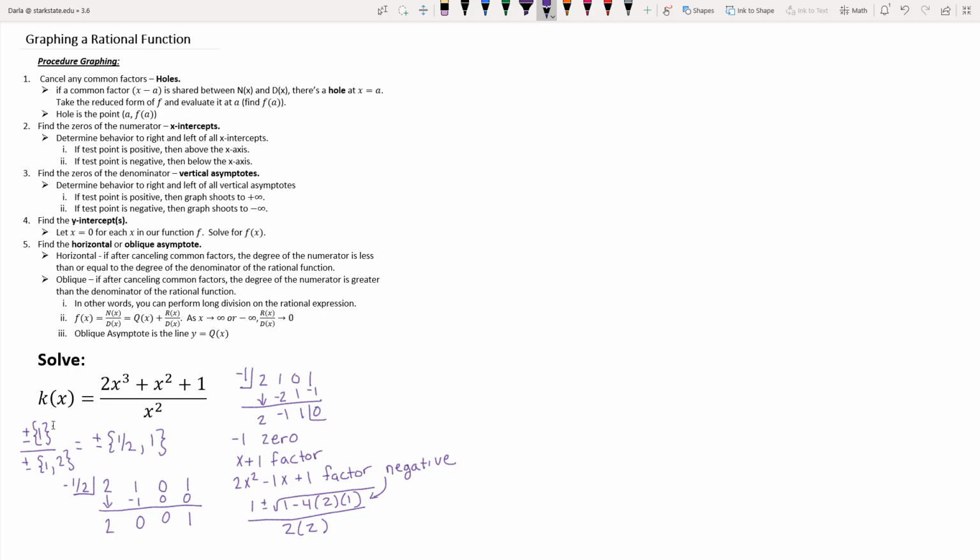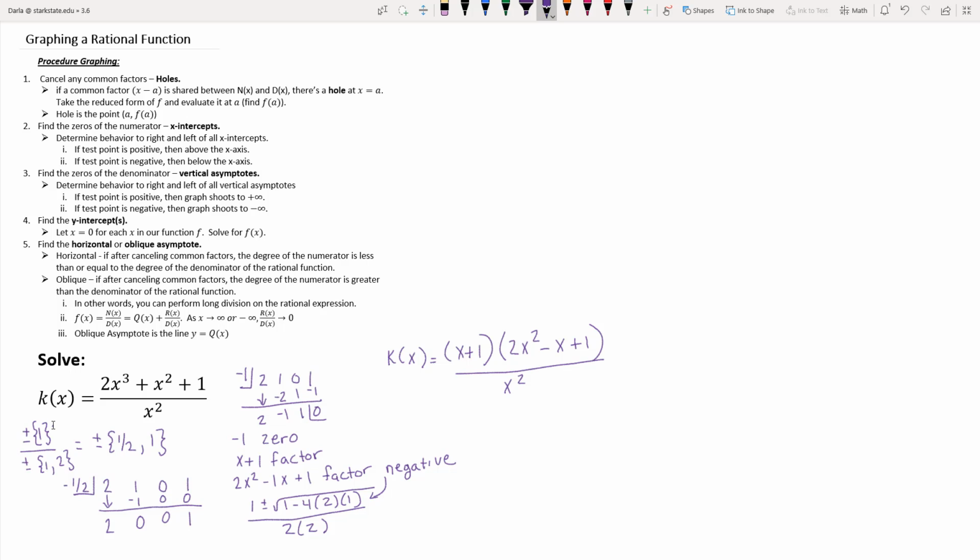So k of x in its factored form is going to be x plus 1 times 2x squared minus x plus 1 all over x squared. Notice there are no common factors from numerator to denominator, so we do not have anything to cancel out, so we'll have no holes. So that's our step 1.